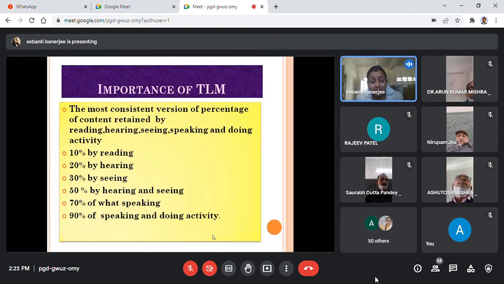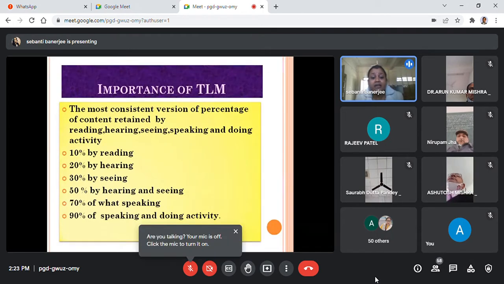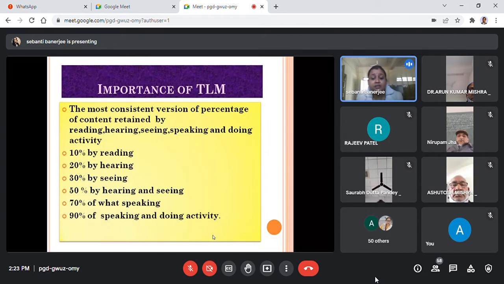But if he hears what has been taught by the teachers, he can retain 20%. But seeing relevant TLMs related to it will increase it to 30%. And if the student is able to hear and see relevant TLMs and also hear the demonstration of the teacher or something relevant to it, it will increase the teaching learning process to about 50%.